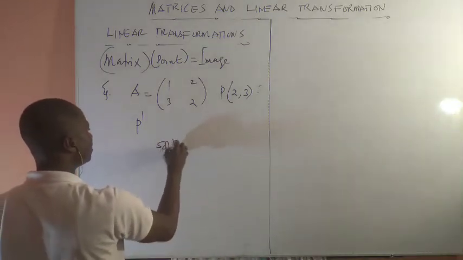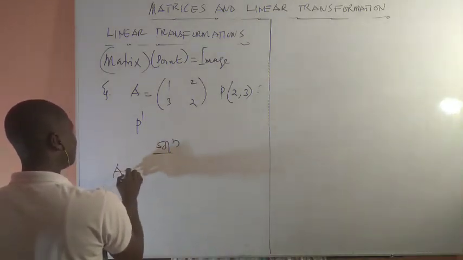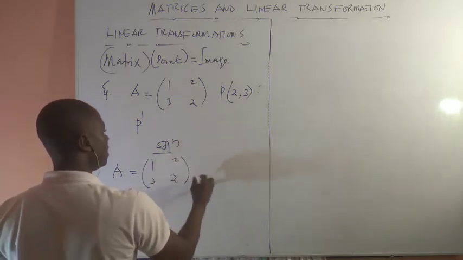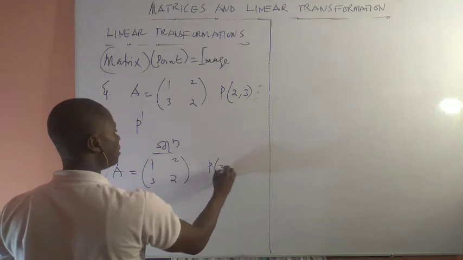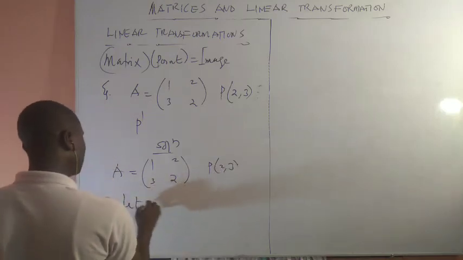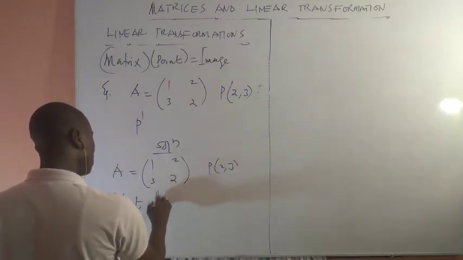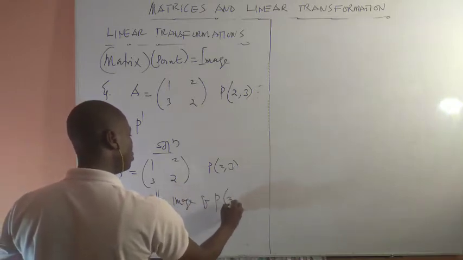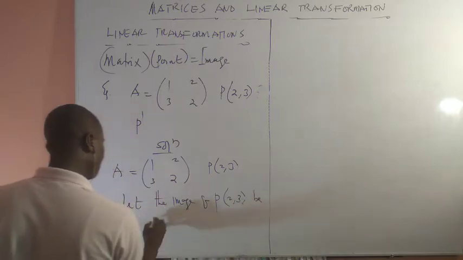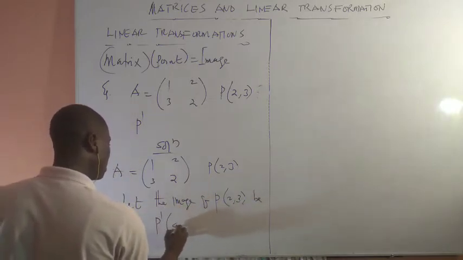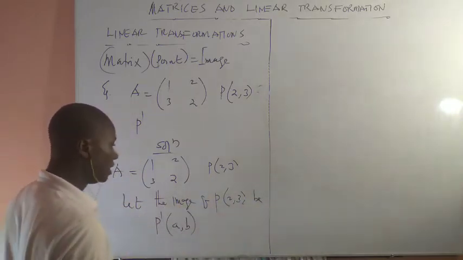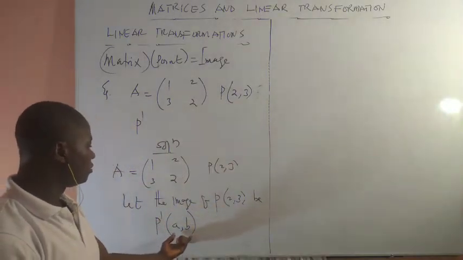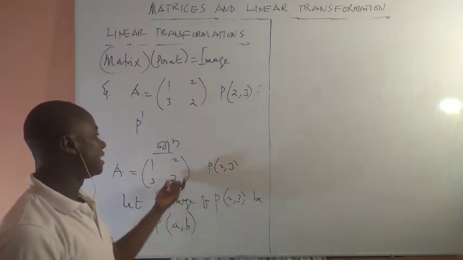Now, let's see how best we can solve this problem. Matrix A equals 1, 2, 3, 2, and our point P is 2, 3. So we can say that let the image of point P, 2, 3, be P prime. We can use AB to represent that, and so we are saying that P prime, AB, should be the image of the point 2, 3 under this particular matrix.